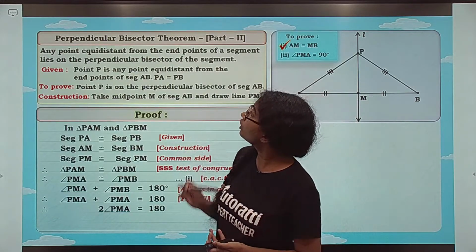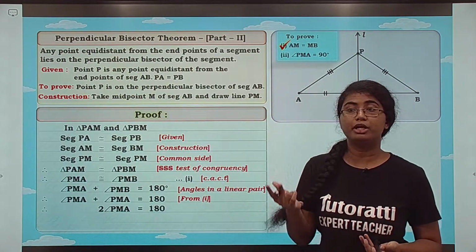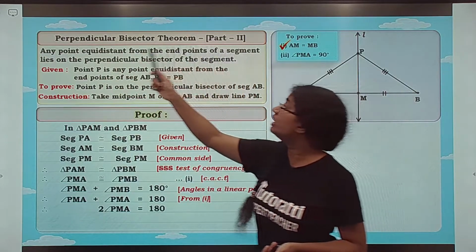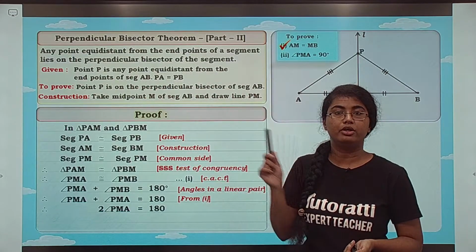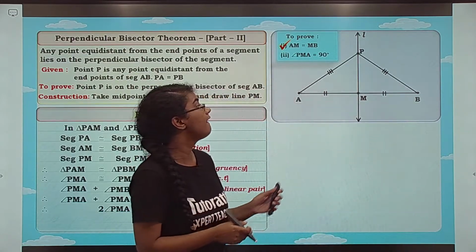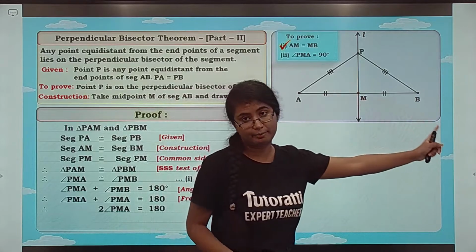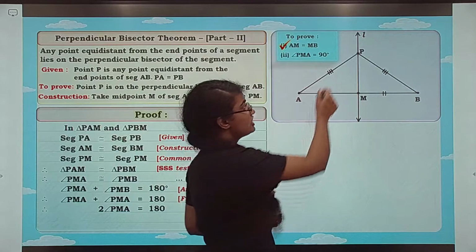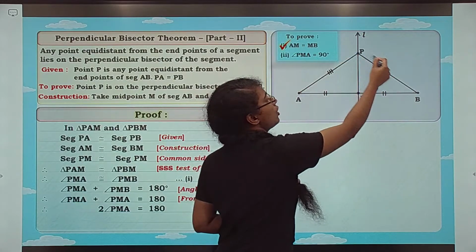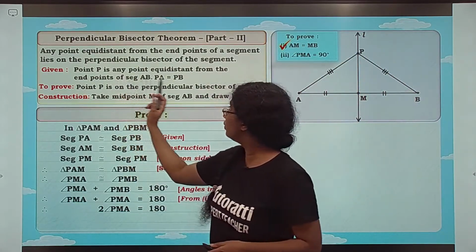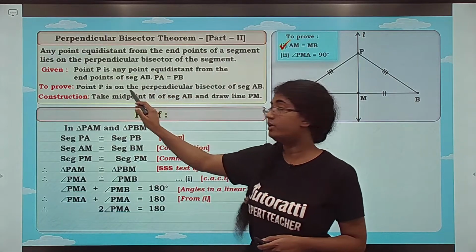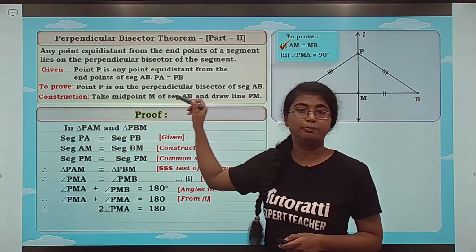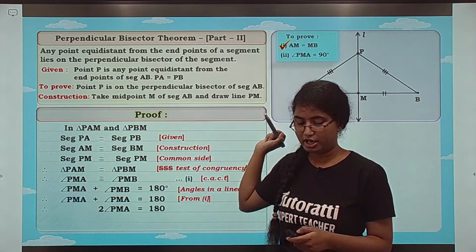Alright. So what is this perpendicular bisector theorem part 2? It says that any point equidistant from the endpoints of a segment lies on the perpendicular bisector of the segment. मतलब, again, what do we have here? We have a segment AB. Now here we know that if there is a point which is equidistant, मतलब AP is congruent to BP. Okay, it is given to us. What do we have to prove then? Point P is on the perpendicular bisector of segment AB.